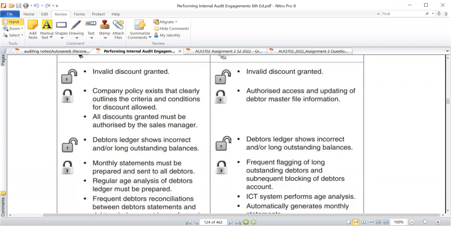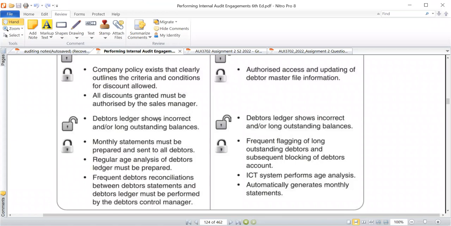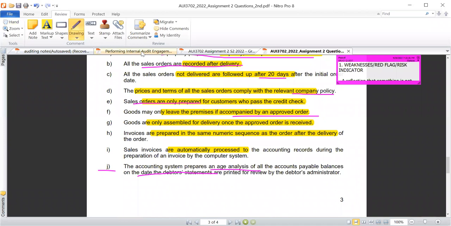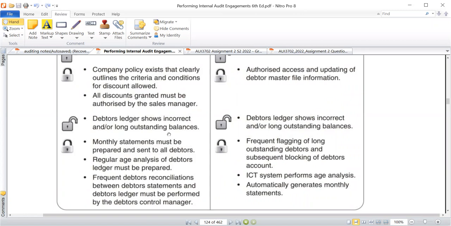Yes, it makes sense to say the risk that the debtors' ledger shows incorrect and or long outstanding balances. That is the risk right there. If you don't compare your age analysis to the debtor statements you've generated, then you are likely going to miss it as far as maintaining accurate debtors' account balances is concerned. So that is why things like a regular age analysis of debtors must be prepared. Can you see it there? The monthly debtor statements must be prepared. All these things are prepared and they are reconciled. In other words, they agree the age analysis and the debtor statements that are distributed to the debtor, in order to address the risk that debtors' ledgers would reflect incorrect and or long outstanding balances for the debtor, of course.